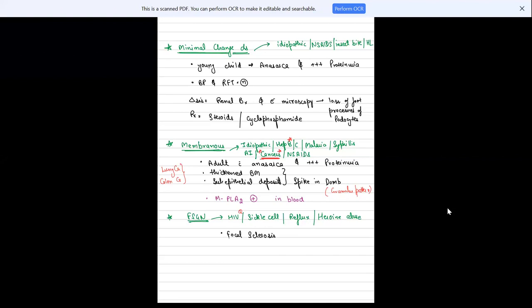The second disease is membranous. In membranous, you should remember hepatitis B and cancers like lung cancer, colon cancer, and other causes could be idiopathic, hepatitis B, malaria, syphilis, or any NSAIDs. These can cause the membranous changes and present with nephrotic syndrome. So, an adult with anasarca and proteinuria, similar presentation. But in this, there are immune deposits causing a thickened basement membrane.